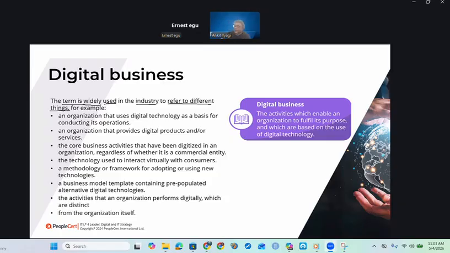So that's the reason that I said that this particular term, digital business, needs to be defined by the organization, right? So whatever definition that they would like to give themselves as a digital organization, they can go ahead and do that, and then, of course, achieve it and start calling themselves a digital business.